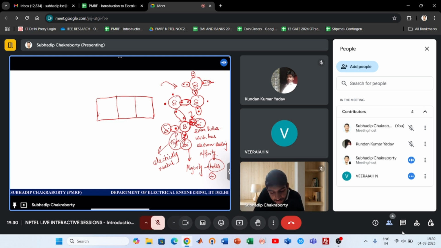Now, similarly, if we dope with phosphorus, what is the valency? 15, right? Phosphorus is atomic number 15. So what is the valency? 5. So as you can understand, if I insert a phosphorus, it forms bonds with other silicons, as I did. Still it has one electron extra, which will be free to conduct, a free charge carrier we say.